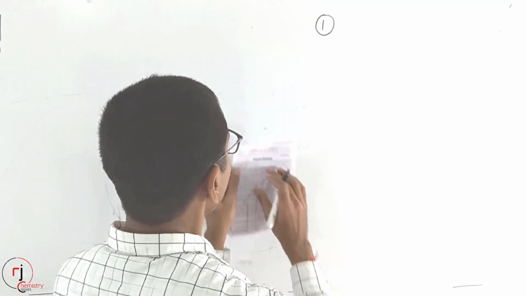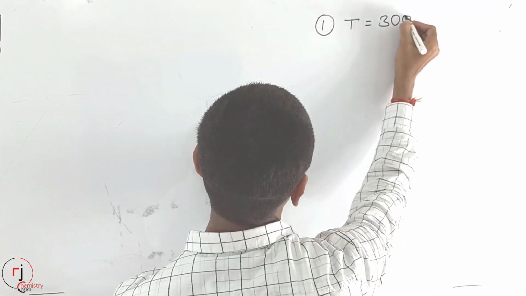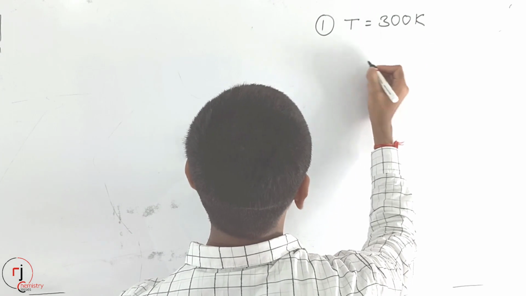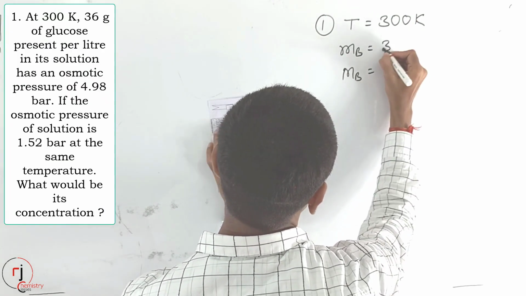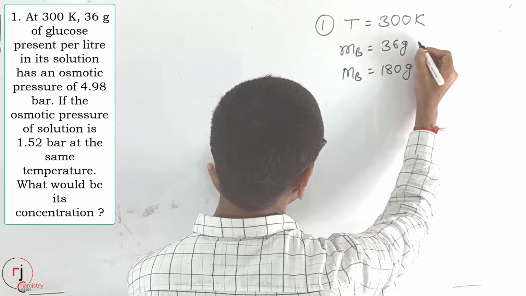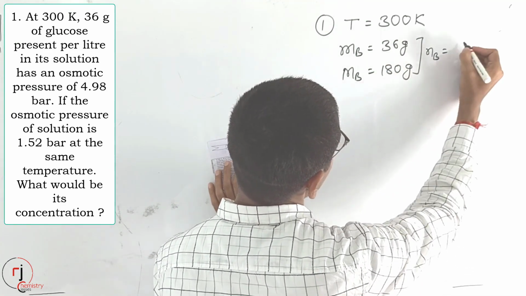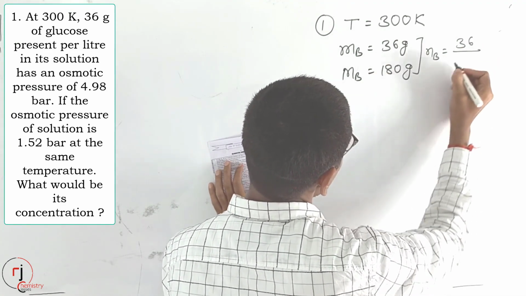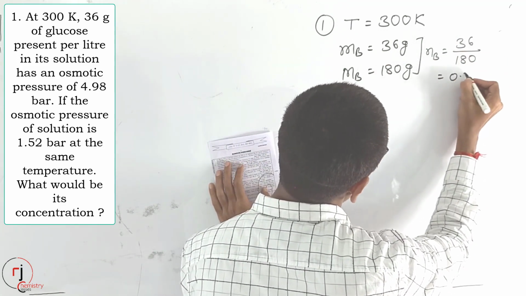First of all, we write all the given values. The first given value is temperature, that is 300 Kelvin, and mass of solute, that is glucose, which is 36 gram. Okay student, what will be the molar mass of glucose? That is 180 gram. So from these two terms we can determine the number of moles of solute, that is 36, mass of solute divided by molar mass of solute, and it will be 0.2 mole.